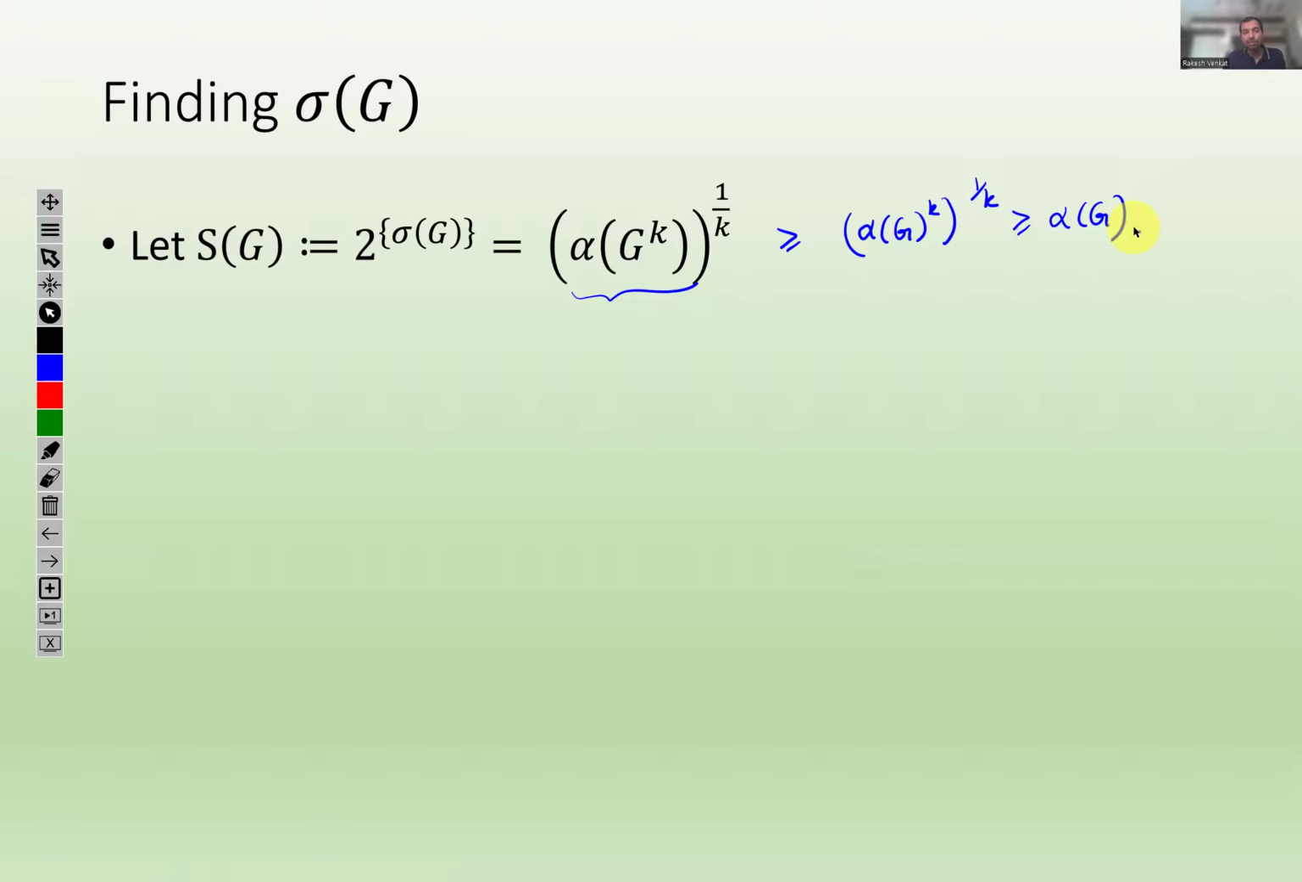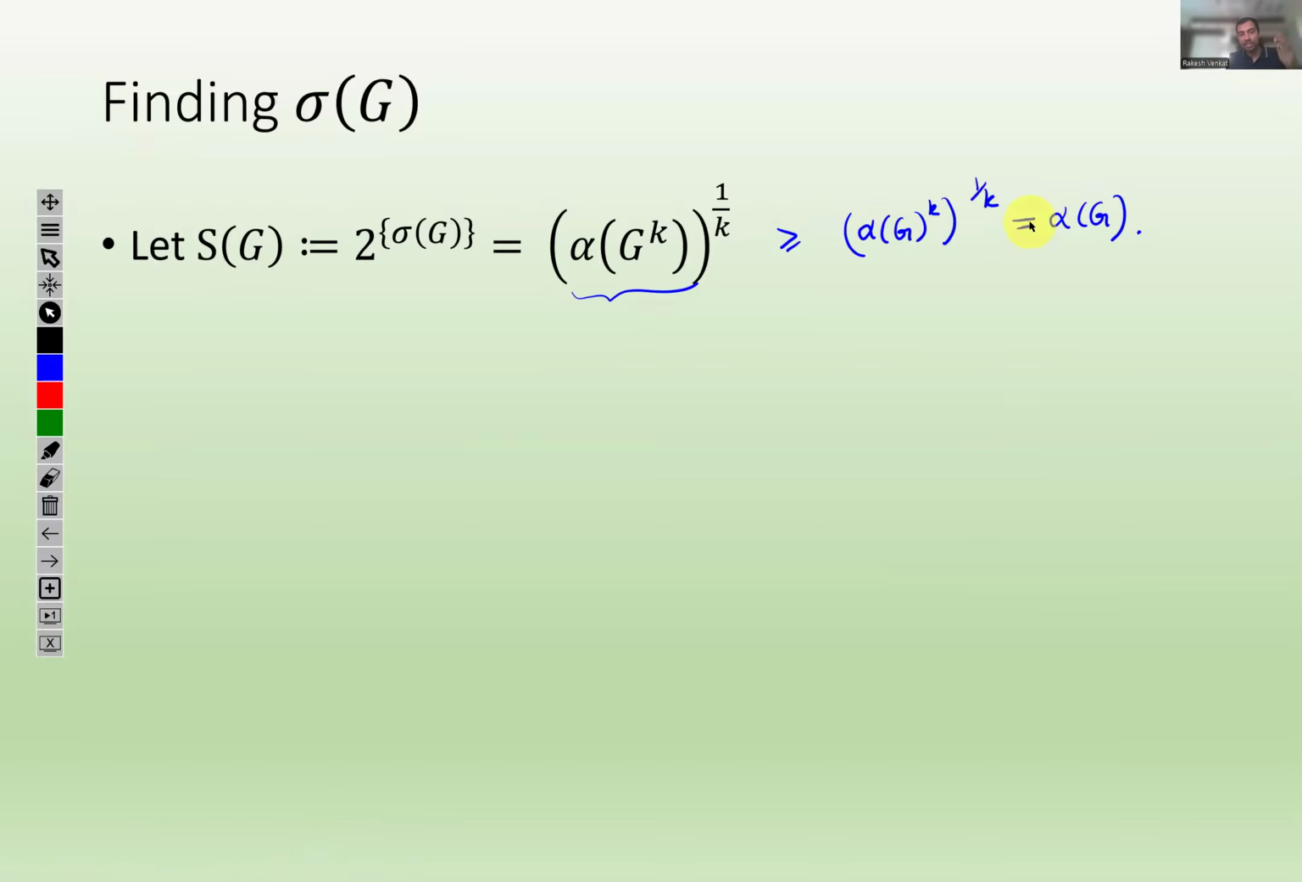There's a slight departure from the notation in the literature, but this is easier to explain. So S of G is the exponential of the Shannon capacity. So finding sigma of G is the same as finding capital S of G. They're basically the same quantity, up to the exponent. The rightmost inequality will be an equality. So the last one is the equality. You're right, sorry. Thanks for pointing it out.